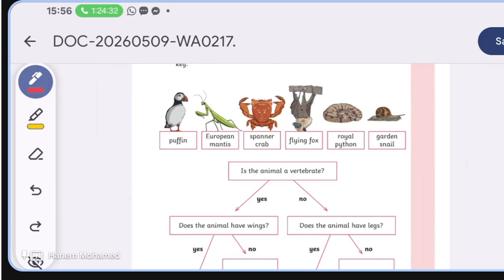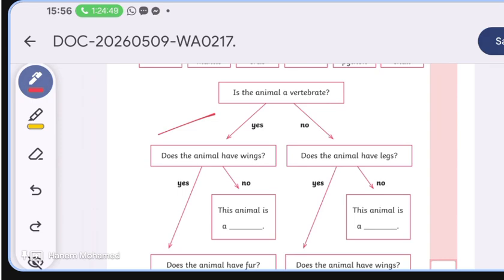We have puffin, Arabian mantis, spanner crab, flying fox. Flying fox, it looks like a bat. Royal python, it is like a snake. Garden snail. The first question. So again, is the animal a vertebrate? If we say yes, it means it has a backbone.